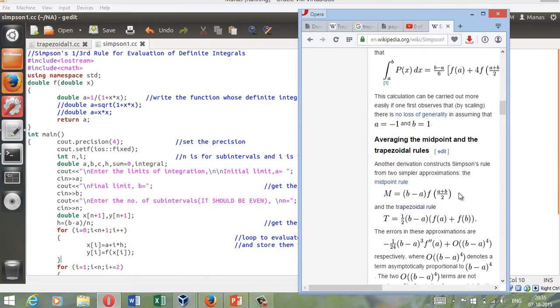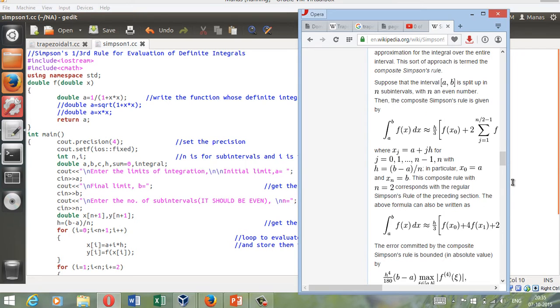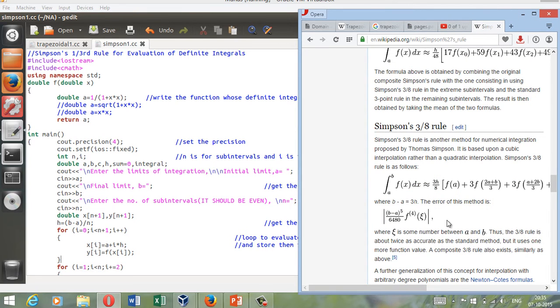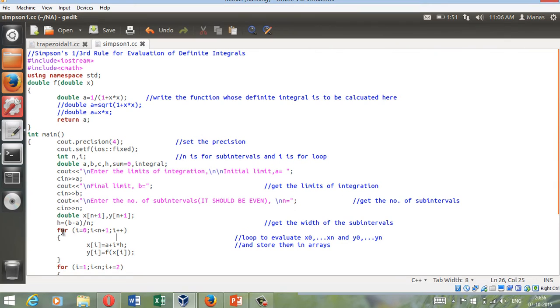We need, where did it go? Okay, so here it is. So what we need is f of x0, we need f of x1, therefore we calculated x0, x1, x2, and so on, and now we are calculating f of x0, f of x1, f of x2, and so on. That's what is going on with this code right here.